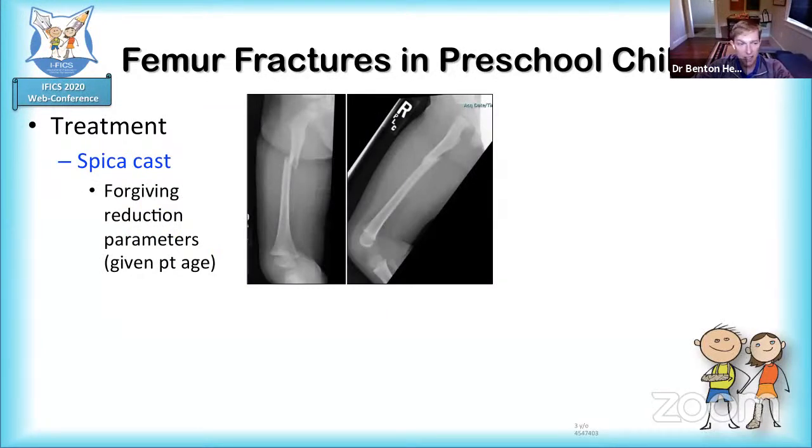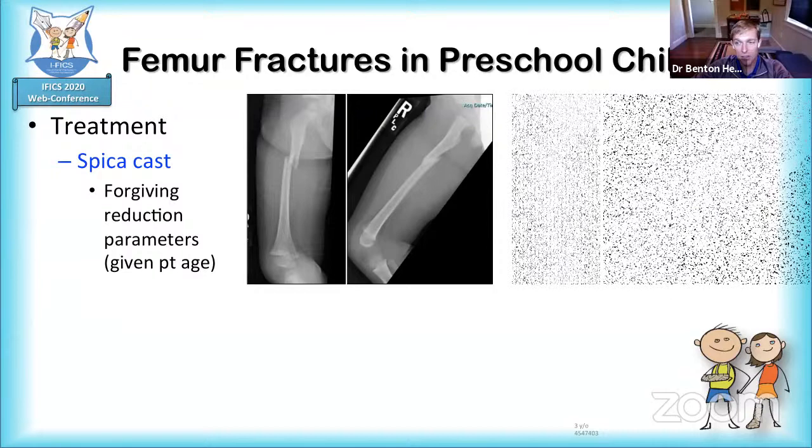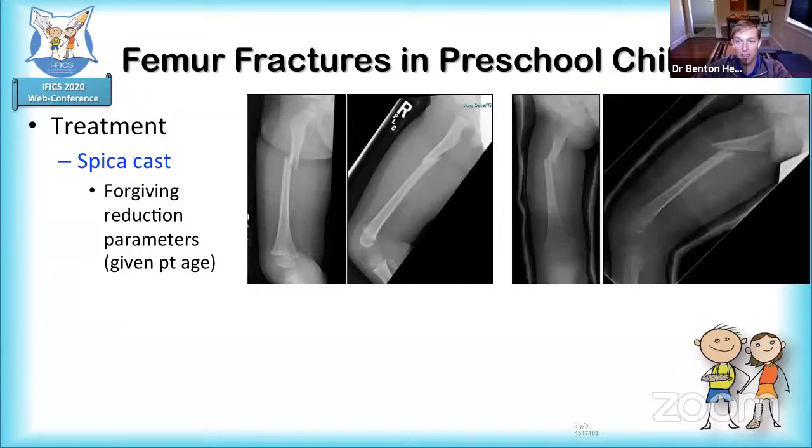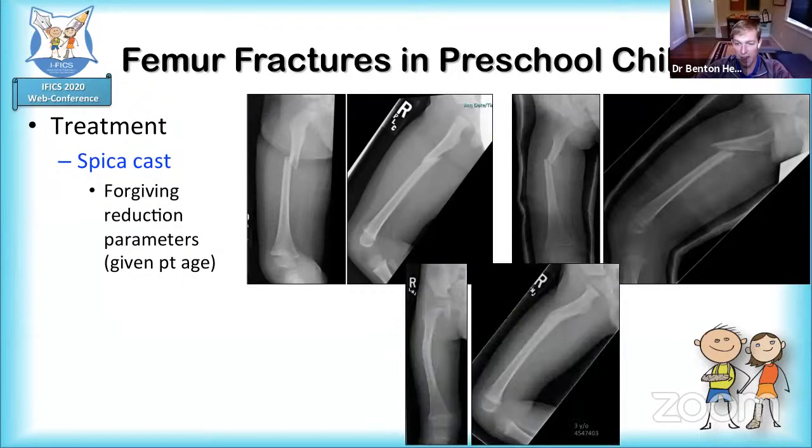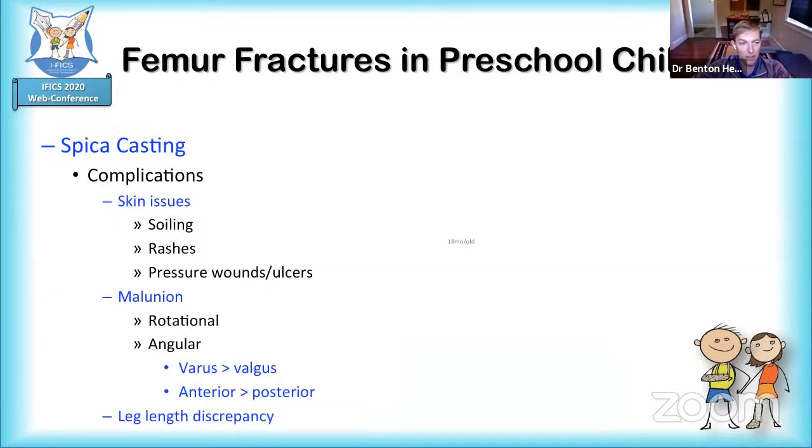Importantly, spica casting can be quite forgiving, and so the parameters of acceptable alignment have a nice range. So you can see here, here's displacement, like we talked about in the varus position and in procurvatum. And this was allowed to remodel, and the child's doing terrifically well here just 2 years after, just 6 months after the fracture.